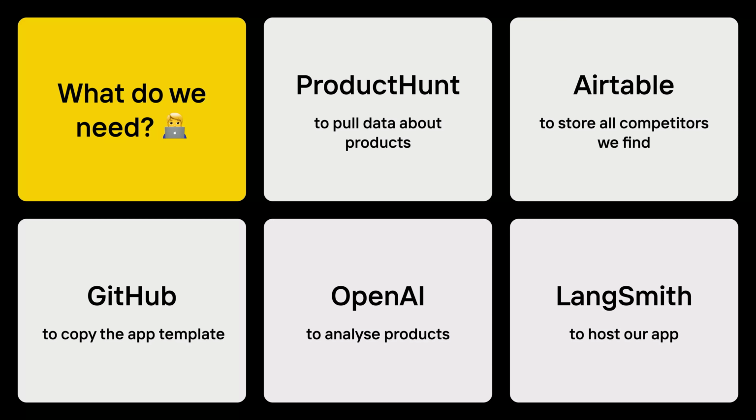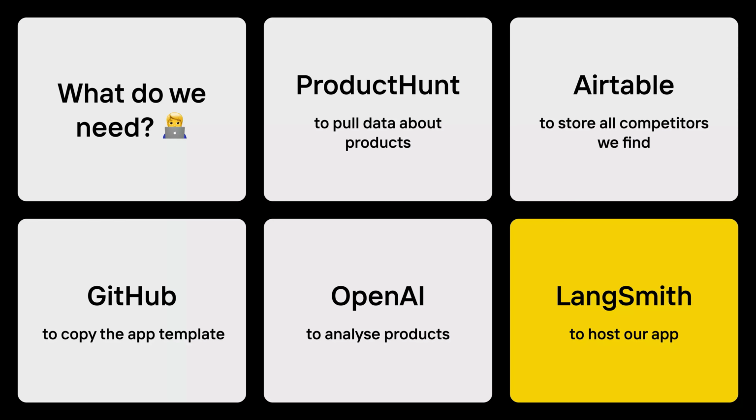To make it work, we will need 5 services. The template of the app we'll copy will be stored on GitHub. The data about all the products which are launching every day we'll take from ProductHunt. To analyze the products, we'll be using OpenAI, and everything will be stored inside Airtable. And Langsmith will be used to actually run all of this.